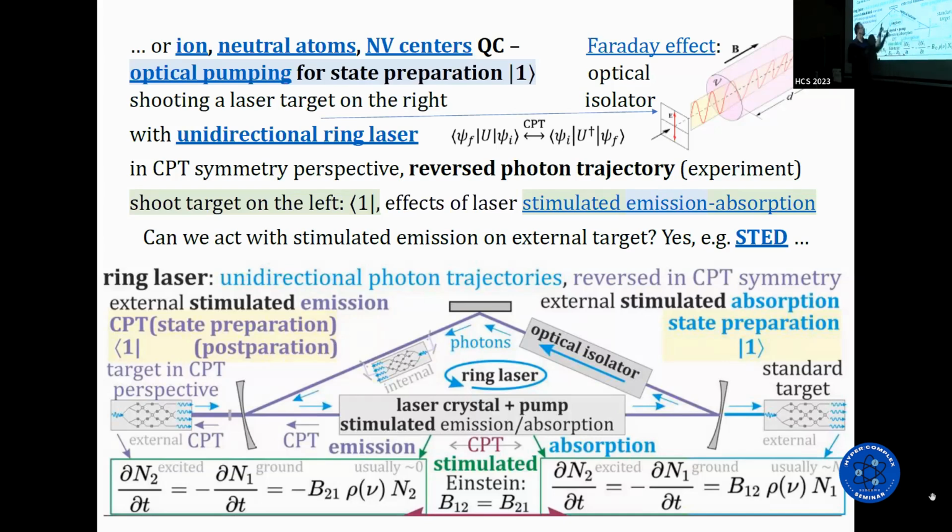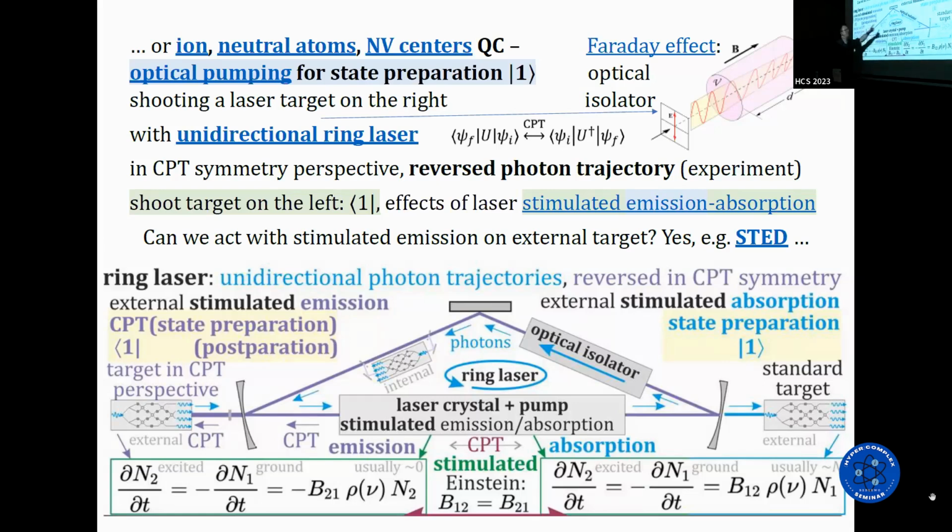But if you look at this setting from the CPT perspective, where we believe that CPT symmetry is true, it would reverse the trajectory of the photons, and now you should act on this target. So we have two equations. One increases the number of excited atoms, and the second the number of ground state atoms. So we have the stimulated emission and absorption equations, and they are switched in the CPT perspective.